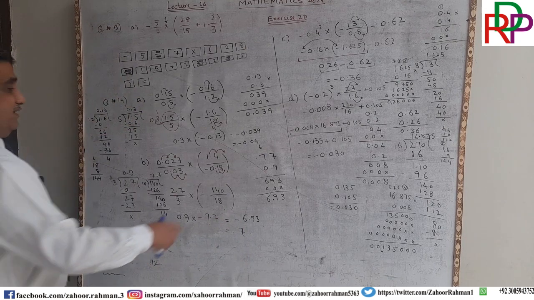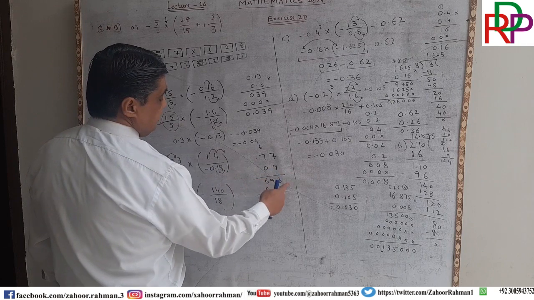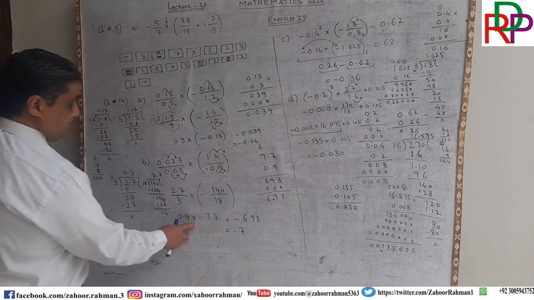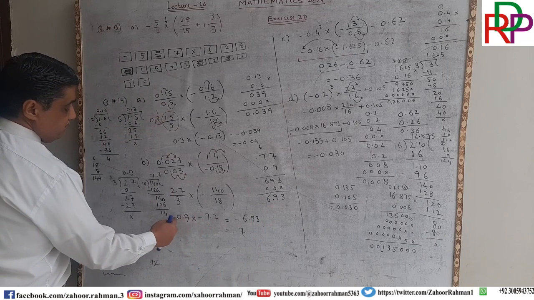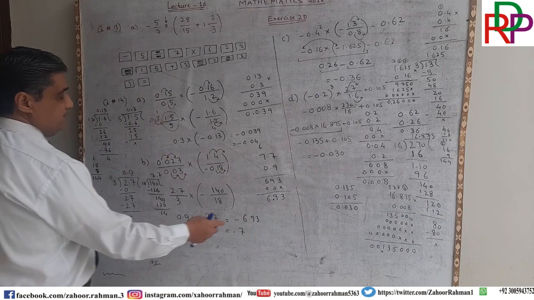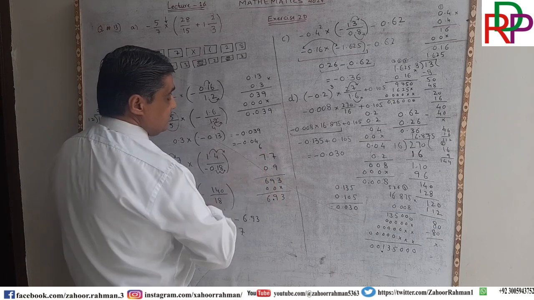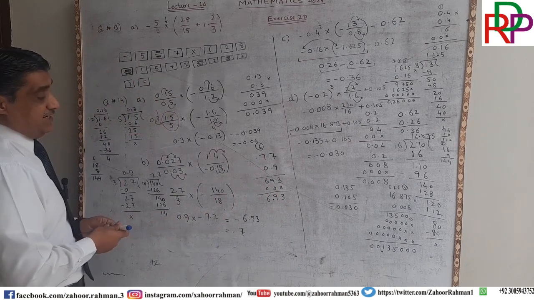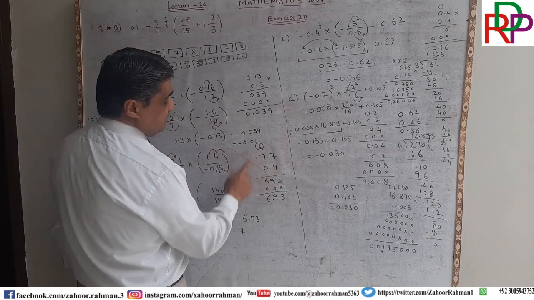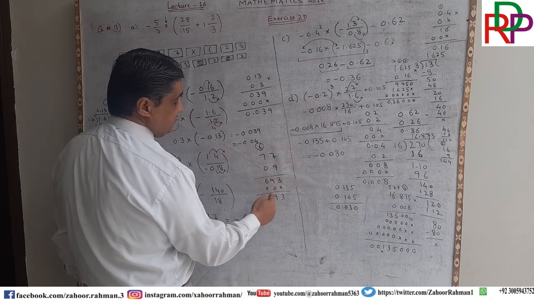7.7 and 0.9, then this is multiplication, not a plus symbol, there is a multiply symbol, so we are multiplying. 9 sevens are 63, 6 will be carried, 9 threes are 27, and this is 33, 1 cross, 0 sevens are 0, 0 sevens are 0.